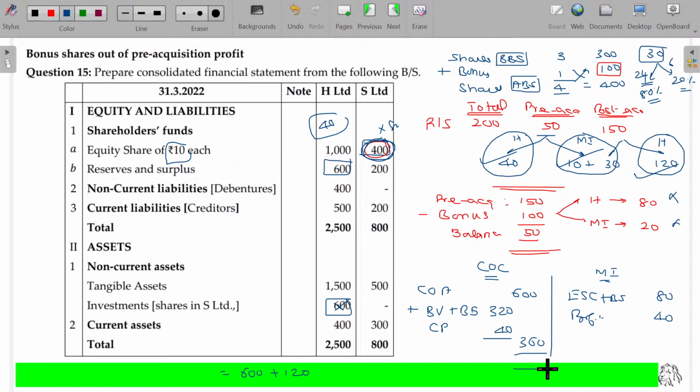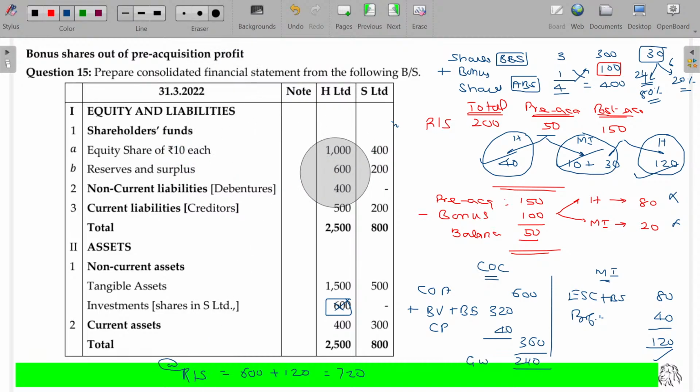You will be getting 240 being paid in excess. So that 240 is called goodwill. Similarly here, 120 will be the minority interest. Now 720 is reserves and surplus.